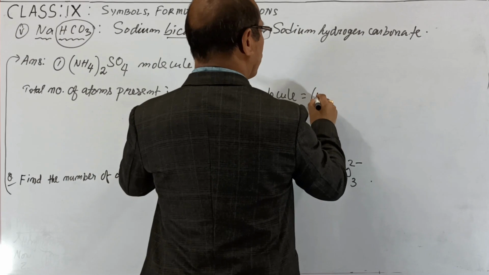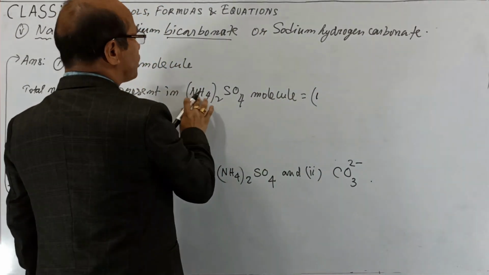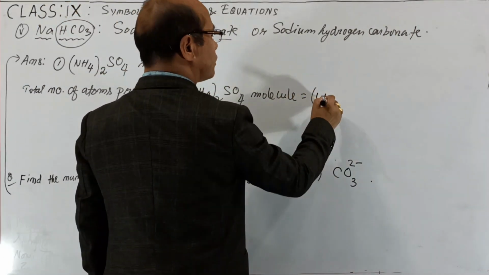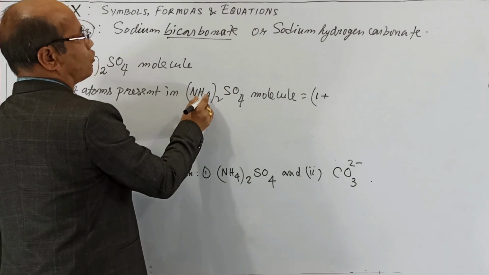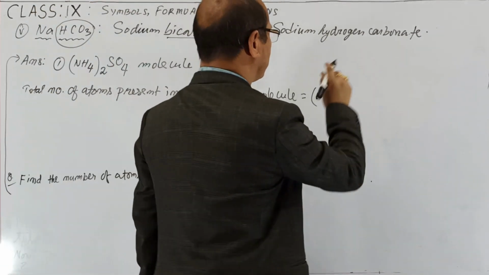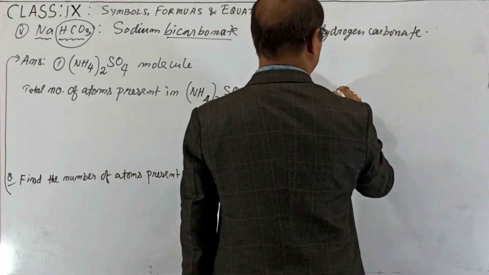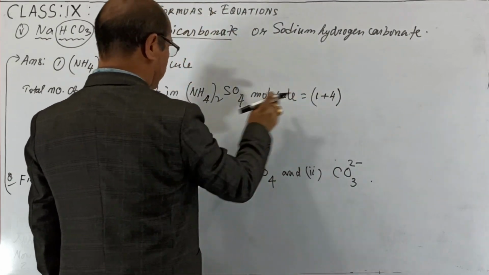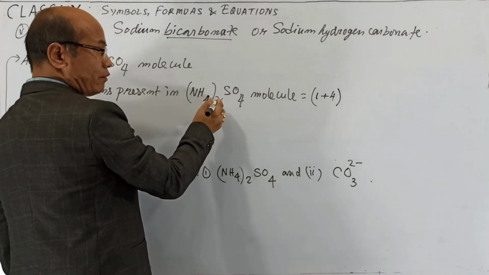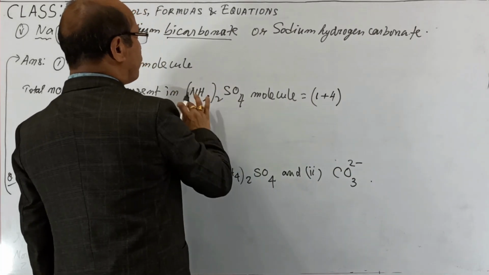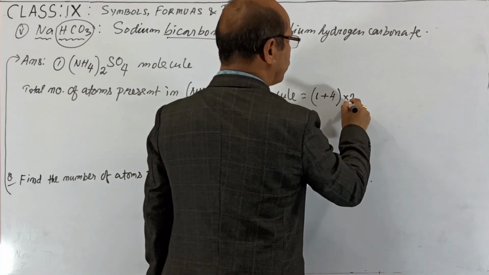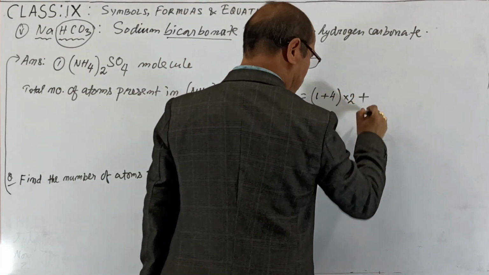Inside the bracket, 1 for 1 nitrogen atom. I'm just adding the number of atoms present here for different elements. For nitrogen, only 1 atom. Plus, for hydrogen, how many atoms are here? 4. It is indicated by this number, 4. It is written as subscript 4. 1 for nitrogen and this 4 for these 4 hydrogen atoms. And outside the bracket, what do you have? We have the number 2. That means this NH4 is not single, but double. So you have to multiply it by 2. And after that, you use a plus sign.